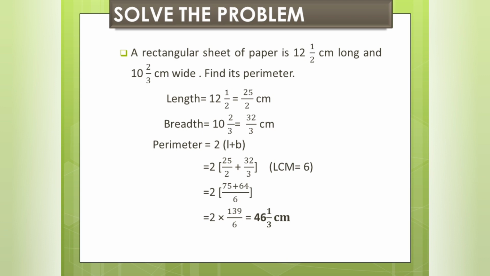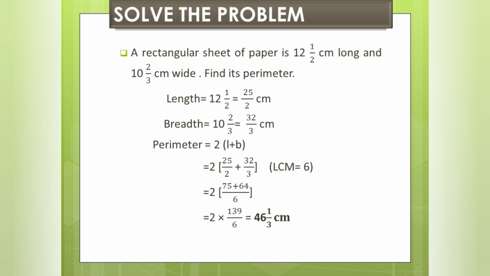In the same way, we take the first fraction 25 upon 2 and see how many 2s are 6. We'll get 2 3s are 6. So we have to write 25 3s are 75. Okay, next fraction 32 upon 3. 3 2s are 6. So 32 2s are 64. And the denominator is the same, only 6. So the next step: 2 multiplied by (75 plus 64) will give 139 upon 6.